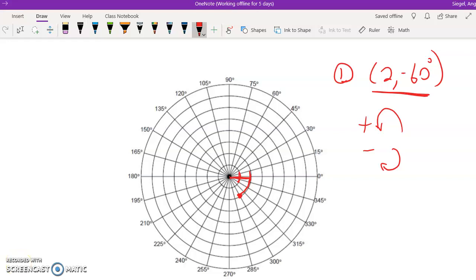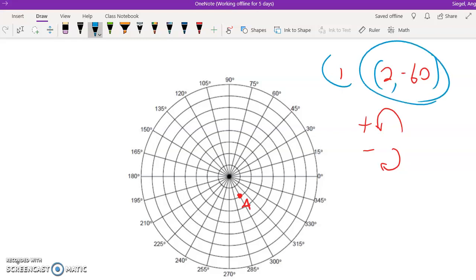Okay, so now that we found this point, I'm just going to call this point A. Let's go ahead and do some different things with it. So remember, think about coterminal angles. So there's a lot of different ways that we can get to this point, besides just having the (2, -60 degrees). So let's think about something else here.